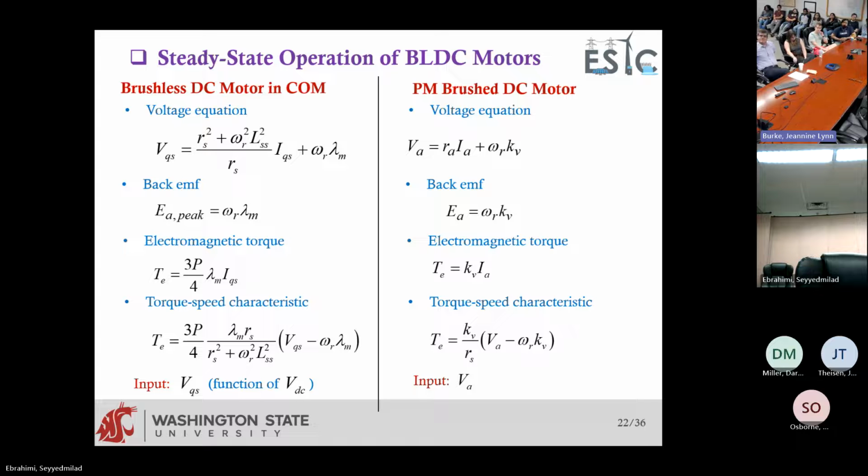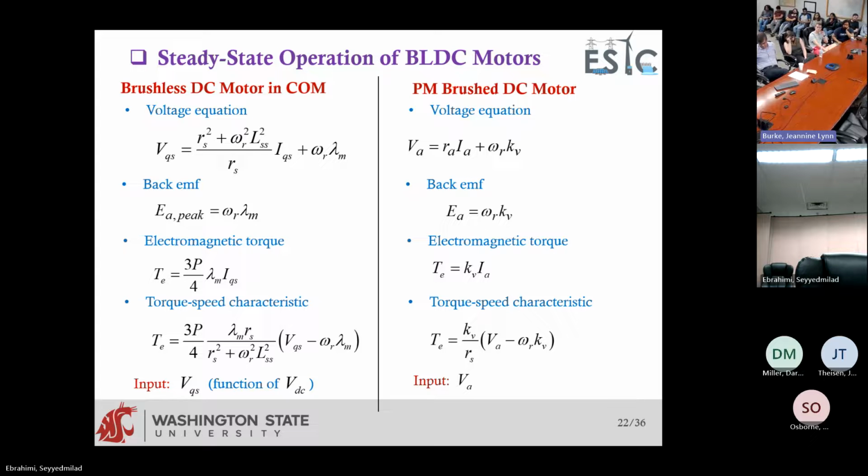So if we formulate the back EMF of the brushless DC machine, it is omega R multiplied by lambda, which is omega R multiplied by K_V, almost analogous. So the electromagnetic torque is 3P divided by 4 times lambda times I_Q, which is a constant multiplied by I_A. So very analogous to brushed DC machines.